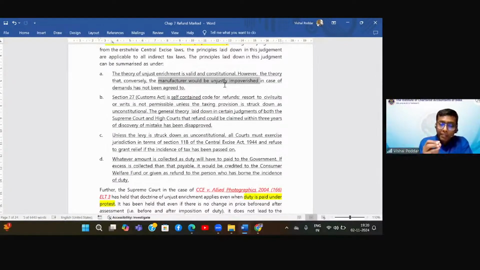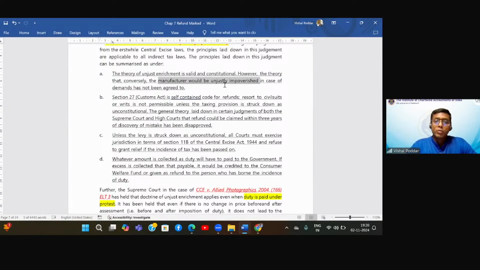So first, they have said that unjust enrichment is valid. Second, they have said that the unjust impoverishment concept does not apply in taxation law. Means if you have charged lower tax or at wrong value and tomorrow any demand is raised, you as a supplier, you as a manufacturer are the only person liable to pay the difference. We will not apply the concept of unjust impoverishment. Students, I hope you have understood this.